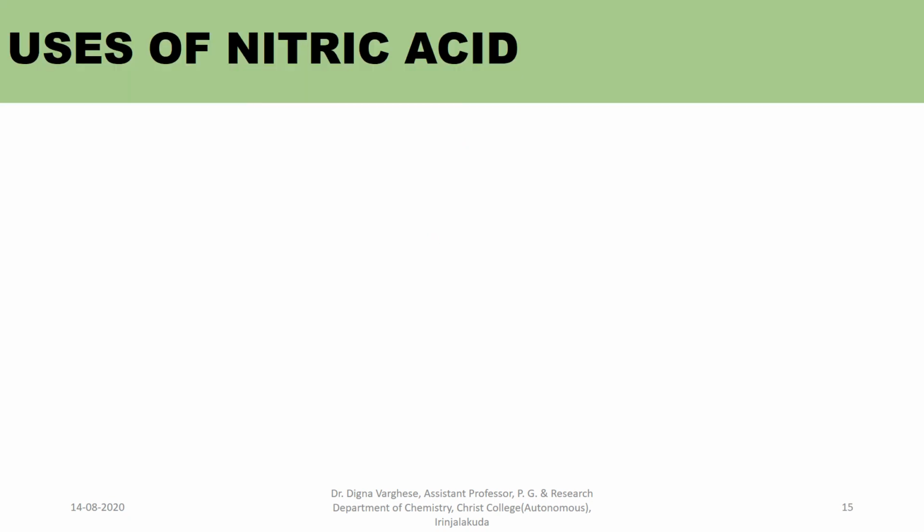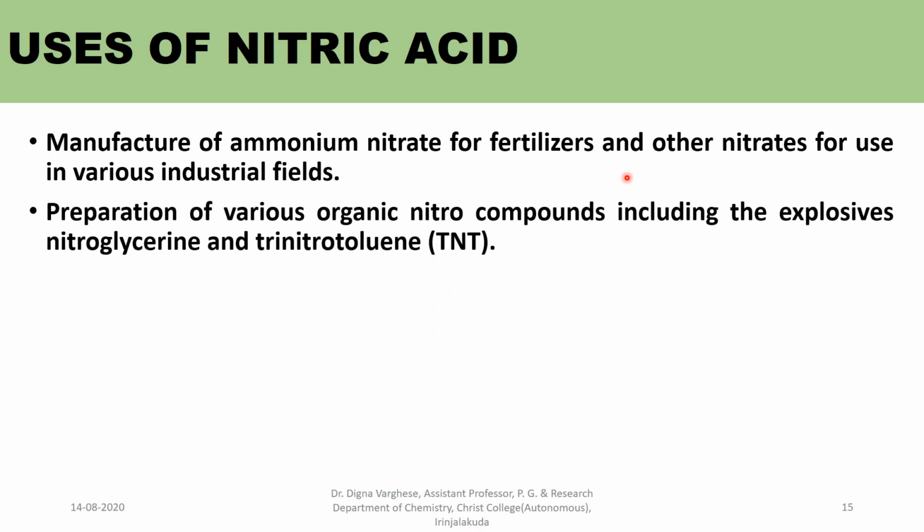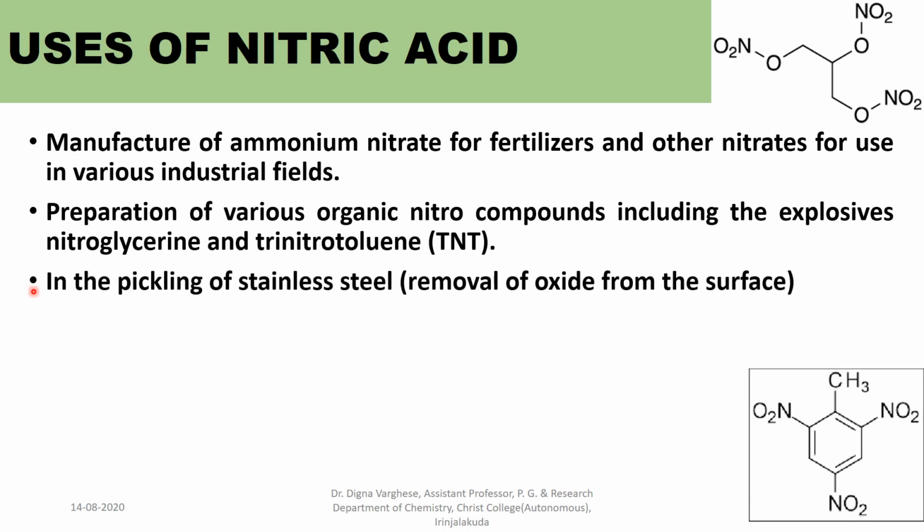Uses of nitric acid. Nitric acid is used in the manufacture of ammonium nitrate, that is for fertilizer, and other nitrates for use in various industrial fields. It is also used for the preparation of various organic nitro compounds by its nitrating action, including explosives like nitroglycerin and trinitrotoluene, and it is also used in the pickling of stainless steel. Pickling means removal of oxide from the surface. It is also used as an oxidizer in rocket fuels.